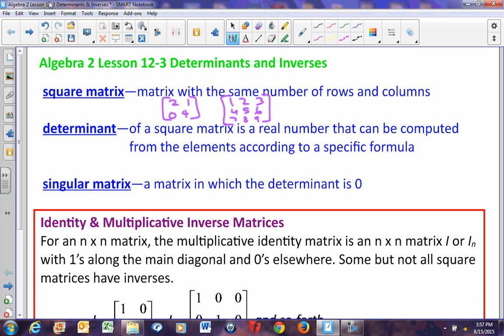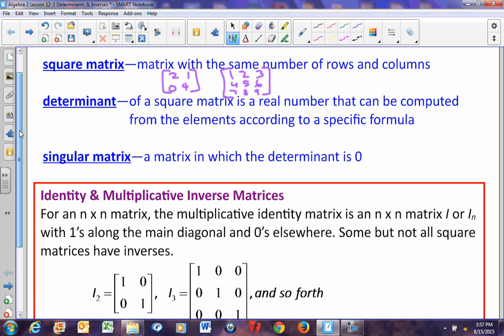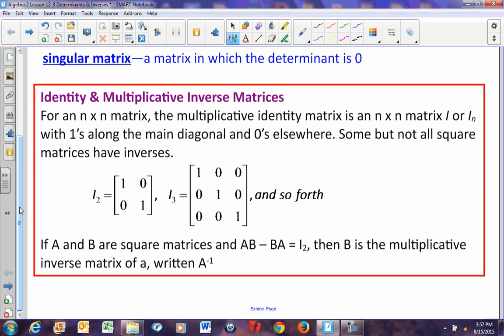The determinant of a square matrix is a real number, not an imaginary number, that can be computed from the elements according to a specific formula. We will learn how to do that today. A singular matrix is a matrix in which the determinant is 0.